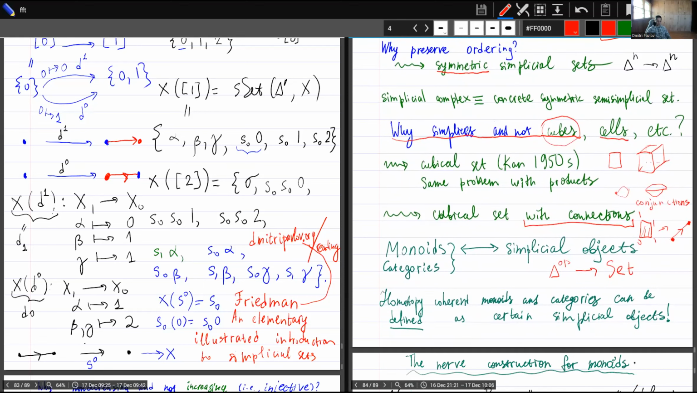and this construction is called the nerve construction, which is what we are going to discuss next. The nerve construction for monoids and categories.